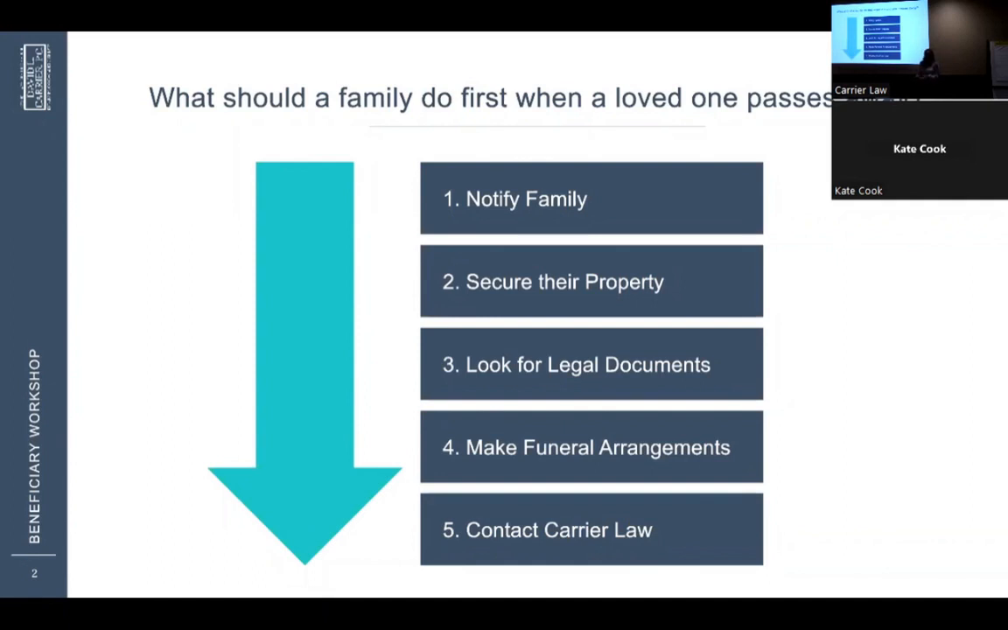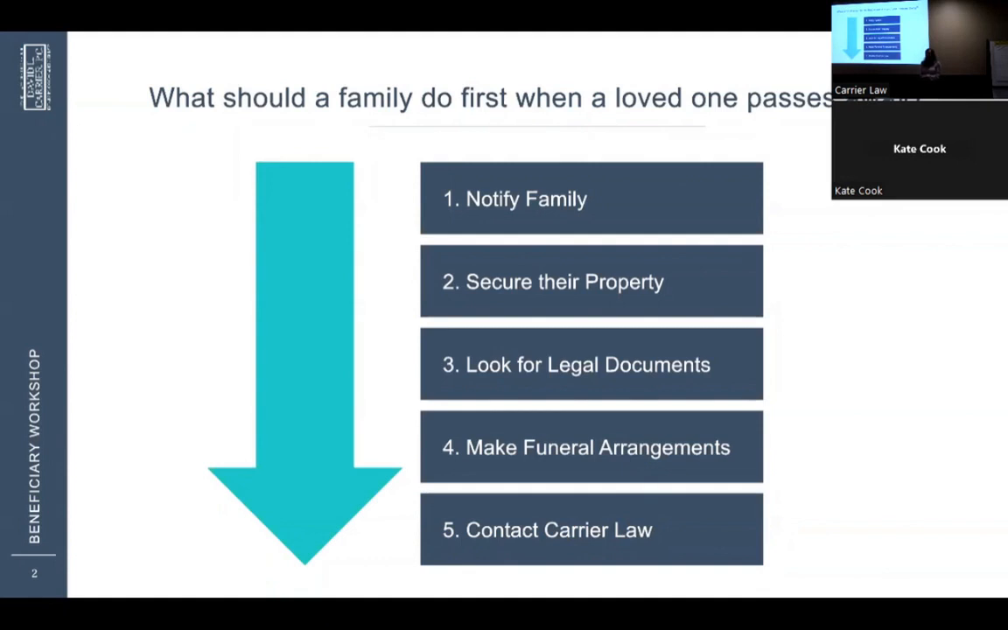This would include wills, trusts, any other documentation where they might have written down who they want to receive certain items, who they want to be responsible for getting their affairs in order. The next step would be to make funeral arrangements. And after that, after the funeral, after a death certificate has been issued, that is usually a good time to give us a call to find out what your next steps will be.